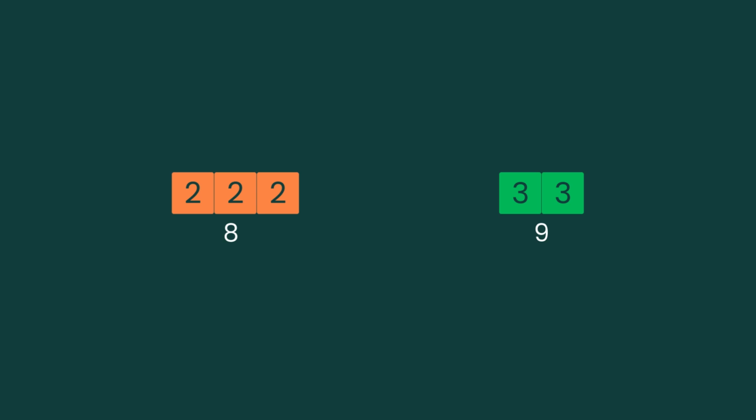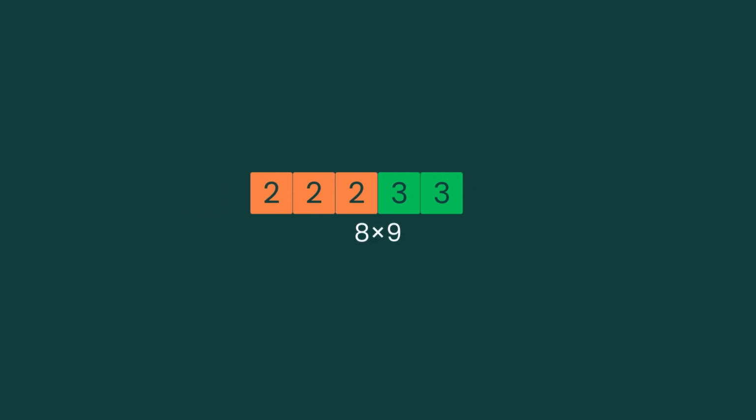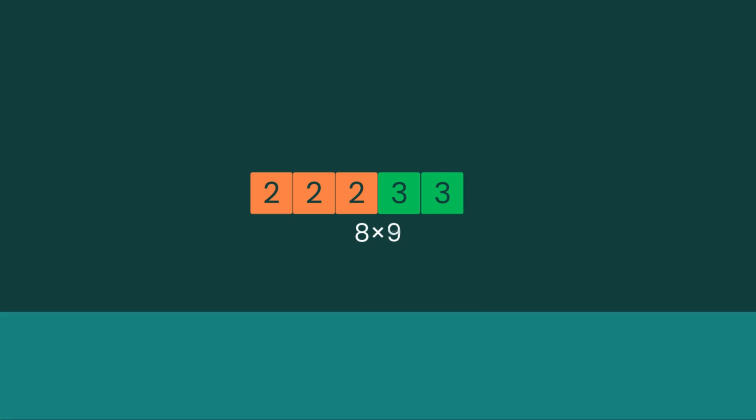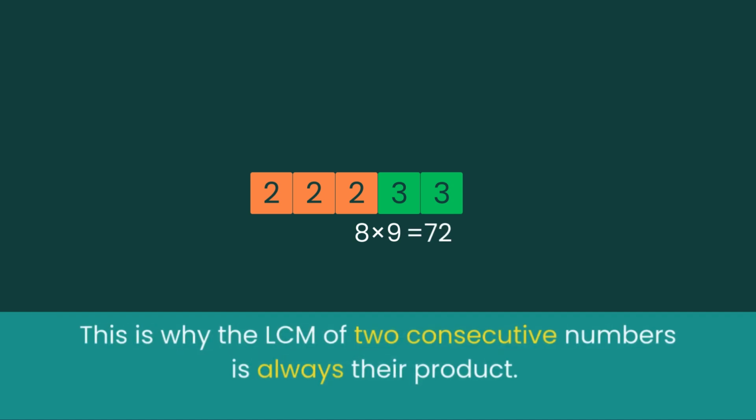To make a multiple that includes both 8 and 9, we need to attach all their prime cards. In other words, we multiply them. If we remove any card, it won't be a multiple of both 8 and 9. For example, if we detach a card of 2, it contains 9 but not 8. If we detach a card of 3, it contains 8 but not 9. To make a multiple of both, all cards are needed. Thus, the LCM of 8 and 9 is 72. This is why the LCM of 2 consecutive numbers is always their product.